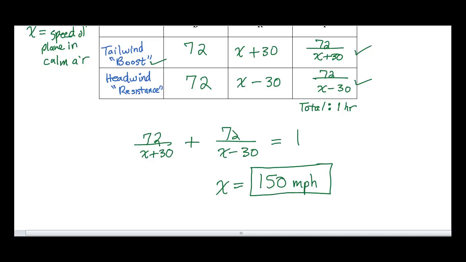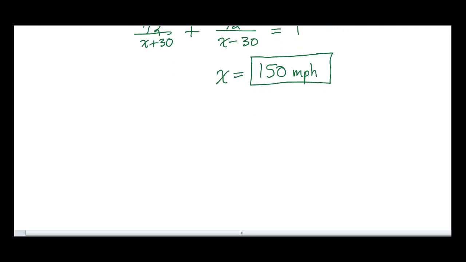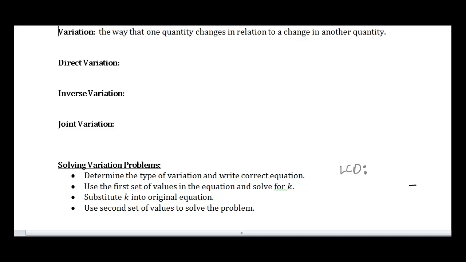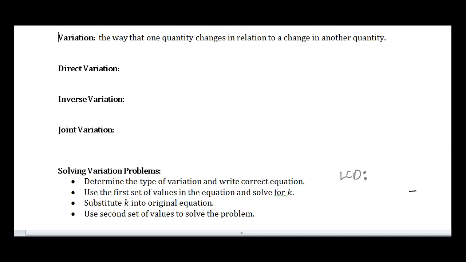The last thing we want to talk about in this lesson is what we call variation. Basically, variation is the way that one quantity changes in relation to another quantity. That's what I mean by variation. There are 3 types of variation, and they all have their own separate equation. I'll always give you in the problem what type of variation we're going to be dealing with.